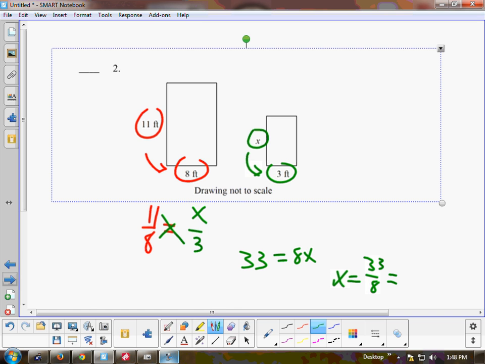And we're allowed to use a calculator on this one. And I believe it comes out to be 4.1 feet. And that might be an approximation.